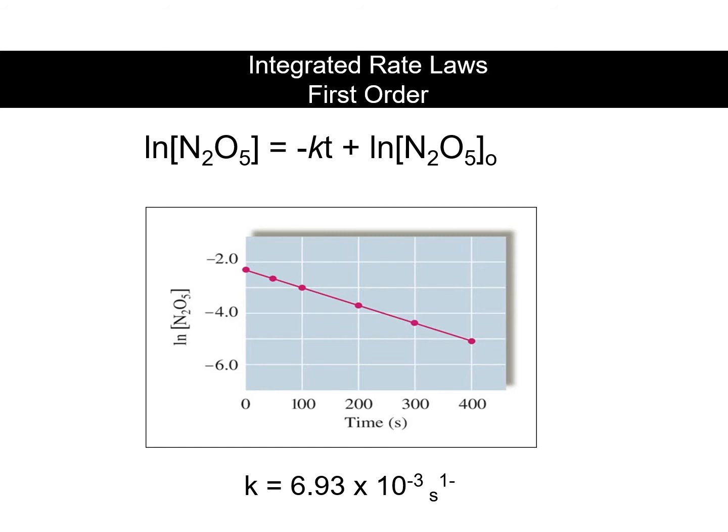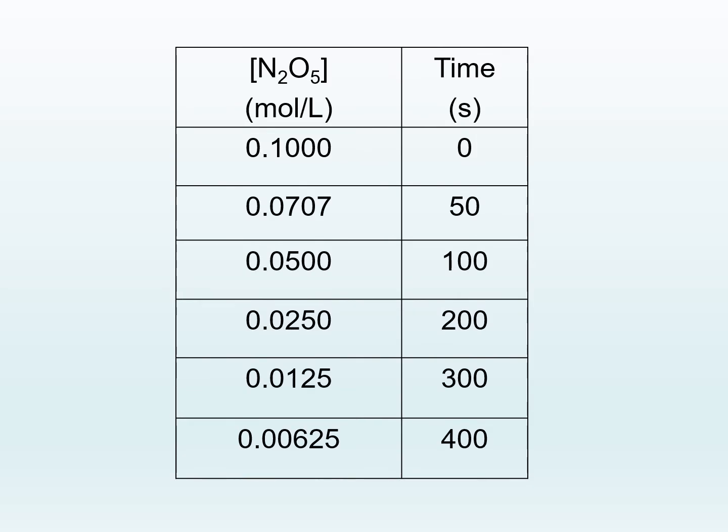When we studied the dinitrogen pentoxide reaction, we found that the constant was 6.93 times 10 to the minus third per second. Our data looks something like this. So we have concentration over time. Notice that we started with 0.1 mole per liter at time 0, and then we had half of it after 100 seconds. Then, as we proceed, we get half of the 0.05 after another 100 seconds. Notice that this trend continues for all of our data.